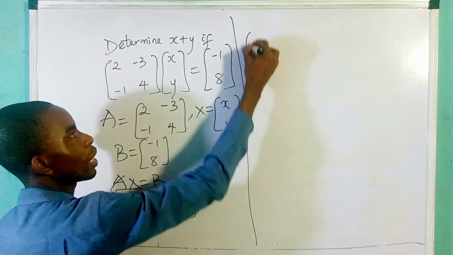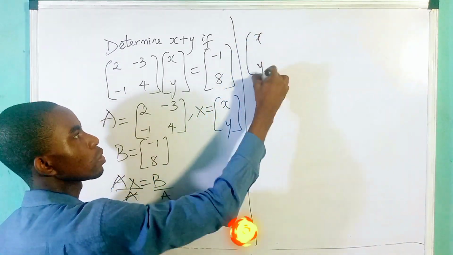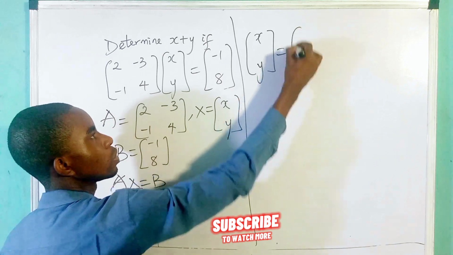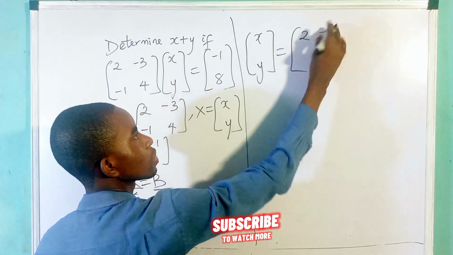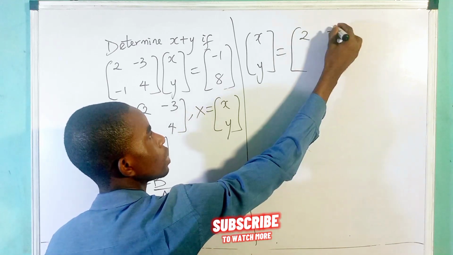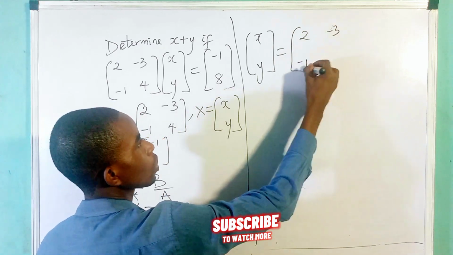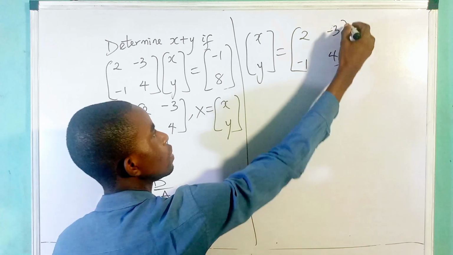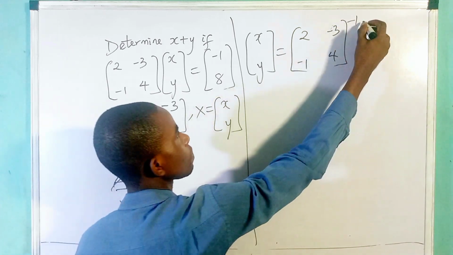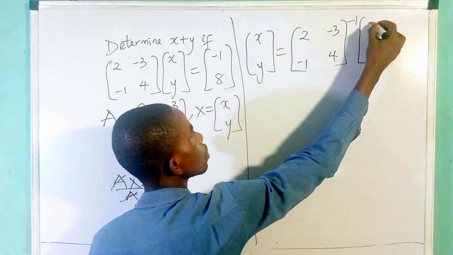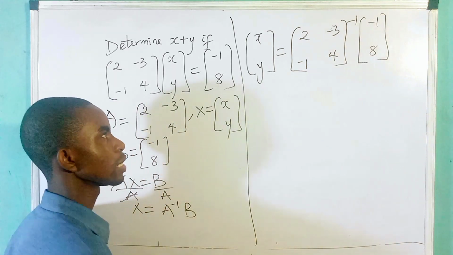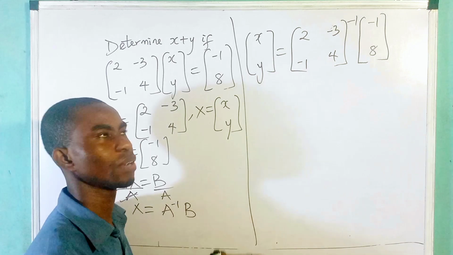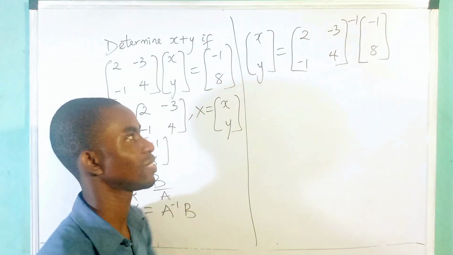So x y will be equal to the inverse of this 2 -3 -1 4 inverse, and then we are multiplying that with -1 8. So the first problem we are encountering now is, how do we get the inverse of this matrix?